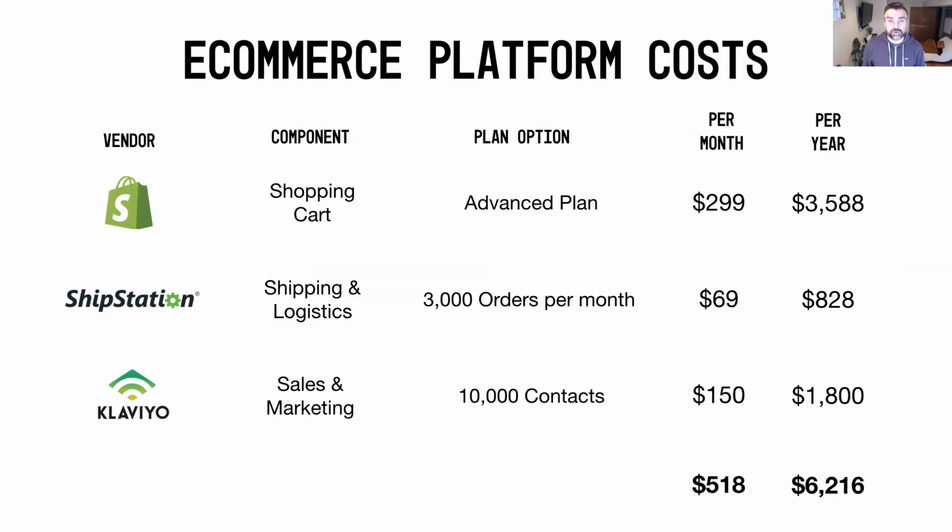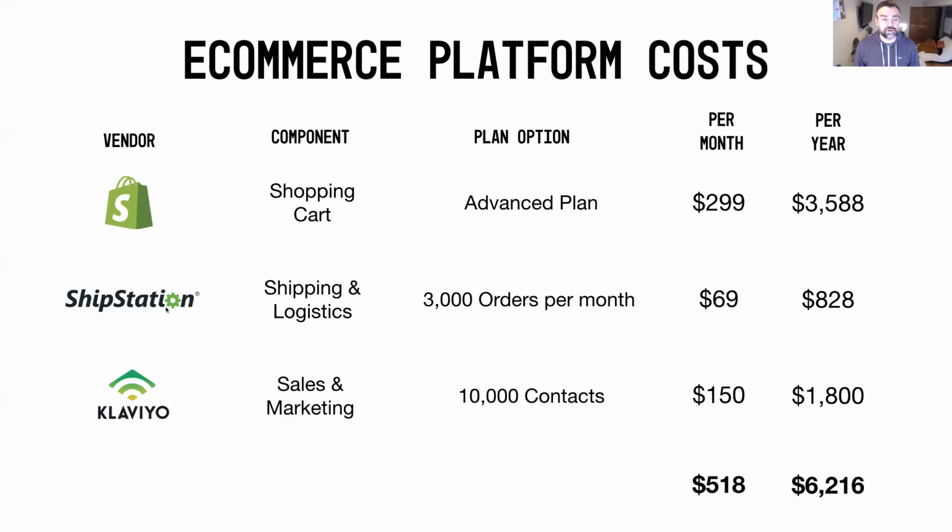So the first one was the e-commerce platform costs. We took a look at an example of a platform that has really three main components. You've got your shopping cart, you've got your shipping and logistics, and then your sales and marketing platform. In this case scenario, we're using three commonly used platforms in the e-commerce world, Shopify, to be the vendor that supports your shopping cart.